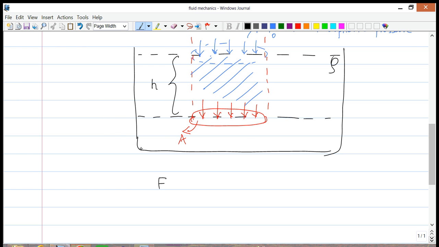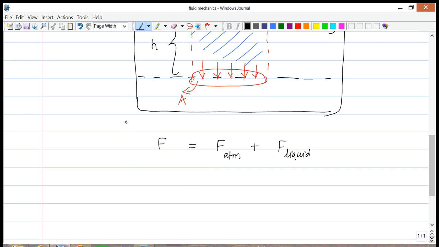First I'm going to find the force. The total force is equal to the force due to the atmosphere plus the force due to the liquid. So these are the two things that are exerting the force. Now, the force due to the atmosphere is equal to the pressure due to the atmosphere multiplied by the area. We know this because we know that P is F over A. That's the reason why we get this.